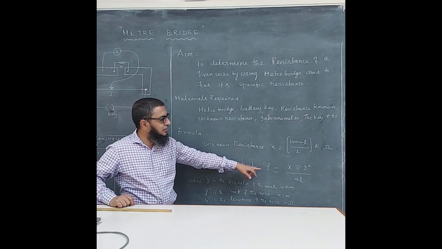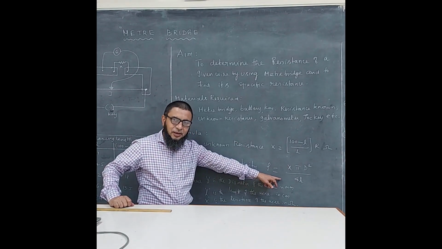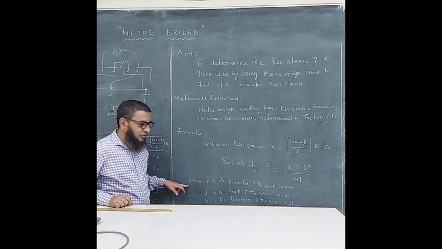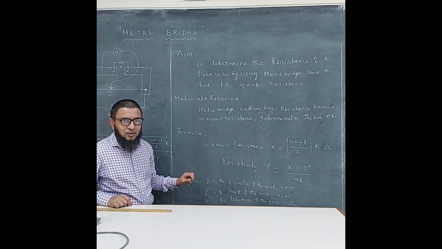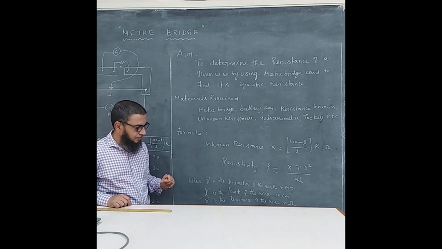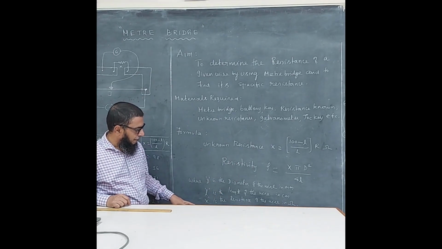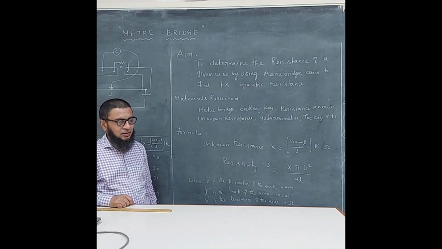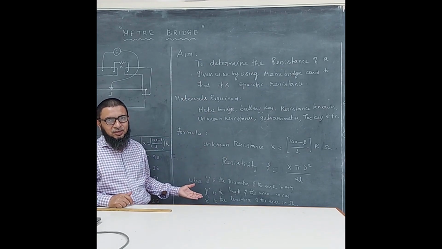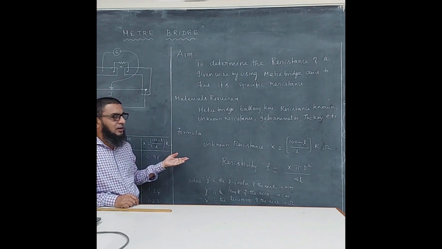Resistivity formula: rho is equal to X pi D square by 4L. Here, capital D is the diameter of the wire in millimeter, L is the length of the given wire in centimeter, and X is the unknown resistance which you are going to find out. Okay children, this you have to write down in your record. First you have to write the aim, materials required, and then the formula.